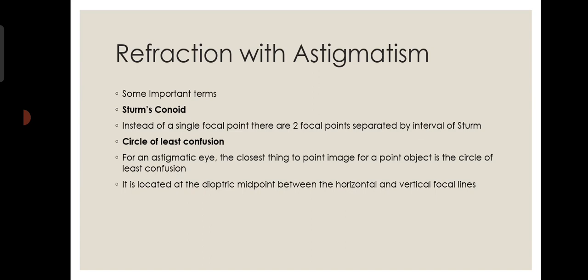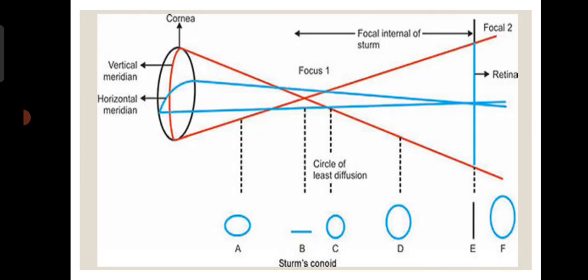The circle of least confusion is the closest thing to a point image for a point object in an astigmatic eye. It is located at the dioptric midpoint between the horizontal and vertical focal lines. Now let's come to the concept of Sturm's conoid and circle of least confusion.